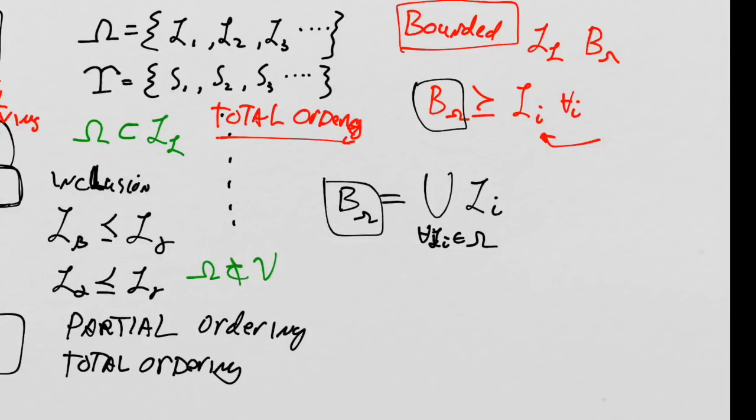It may not be the only one, but that will certainly be a bound. It's basically a bound for every element in this set. Every element in omega will be bounded by the union of all the elements in omega. Now, if omega has an infinite number of elements, this union is perfectly well defined. In set theory, infinite unions are no problem whatsoever. Infinite intersections aren't even a problem in set theory.